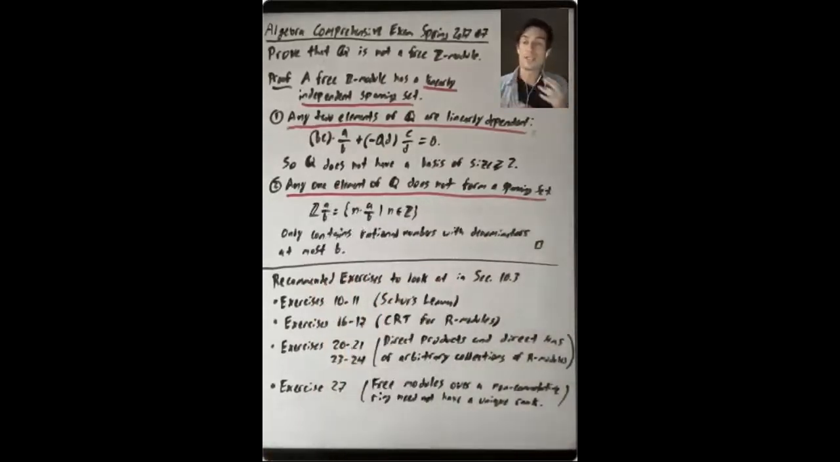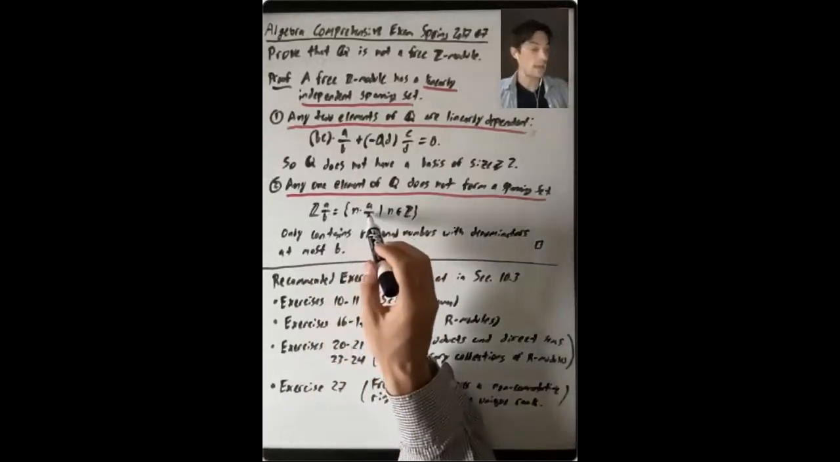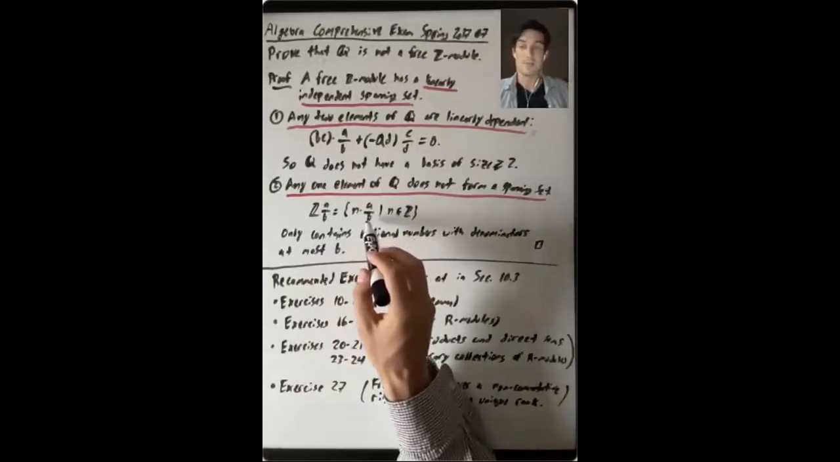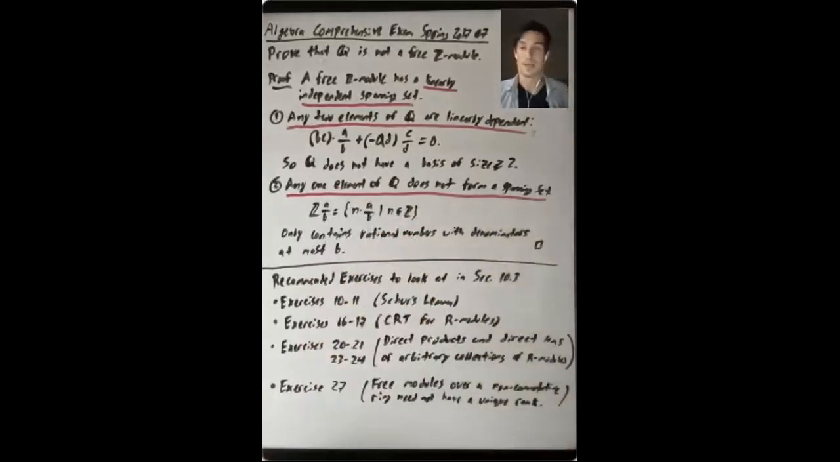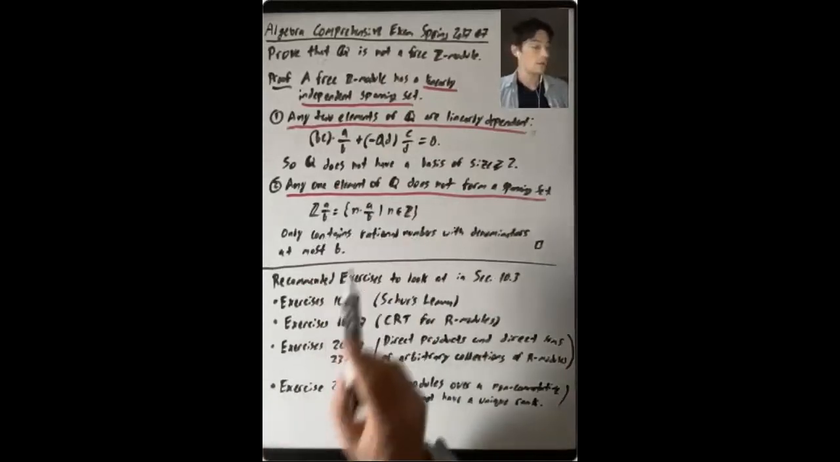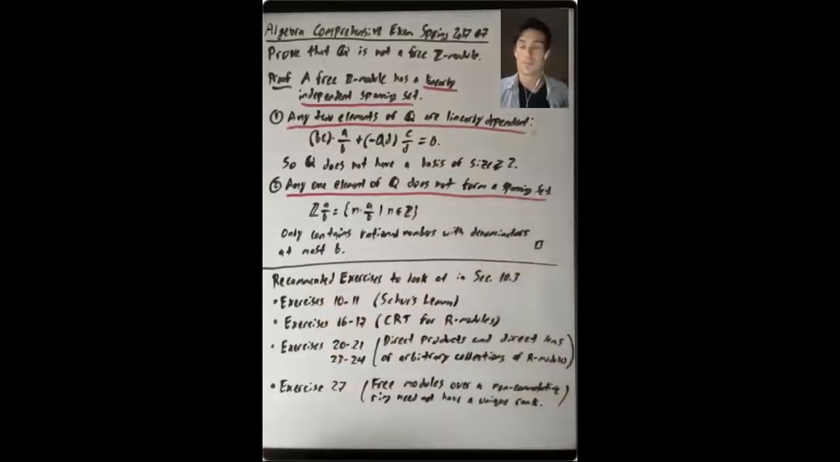What are you doing? You're just adding A over B to itself. In particular, there's no way to get a rational number that has a denominator bigger than B by taking integer multiples of A over B. And Q contains rational numbers with arbitrarily large denominators. So this just isn't all of Q. So there's no basis of size 1 because there's no spanning set of size 1. There's no basis of size at least 2. That means there's no basis for Q as a Z module. So Q is not a free Z module.